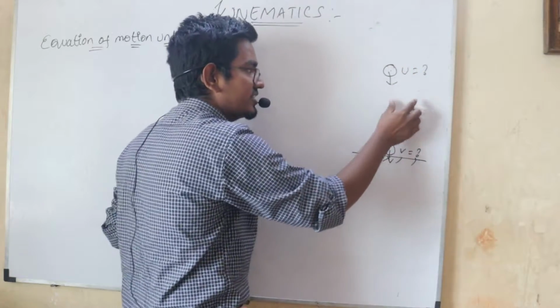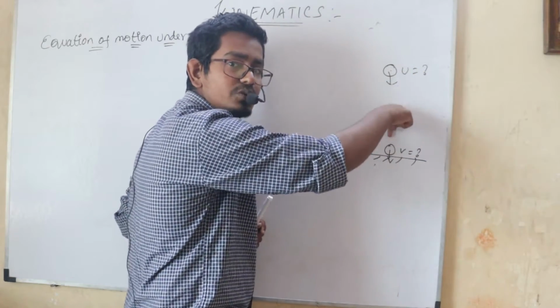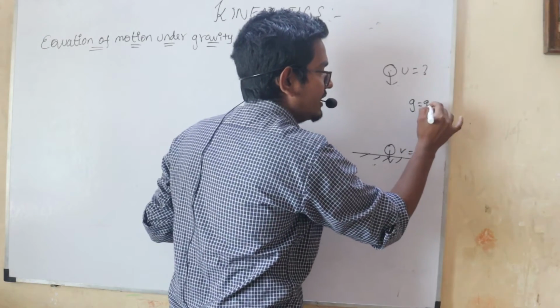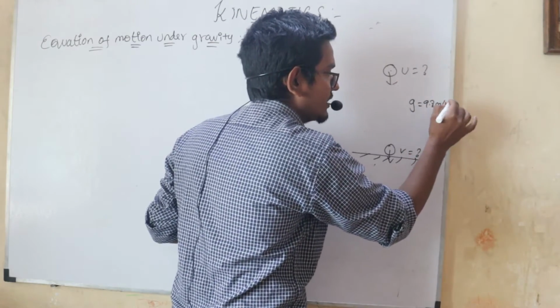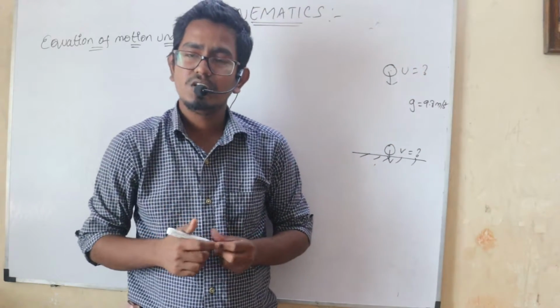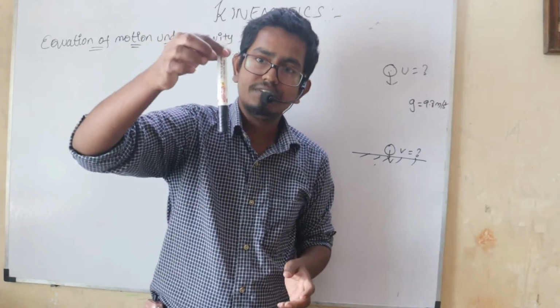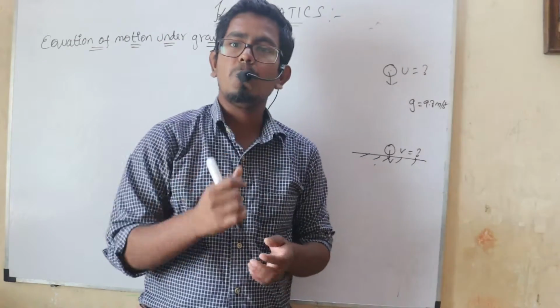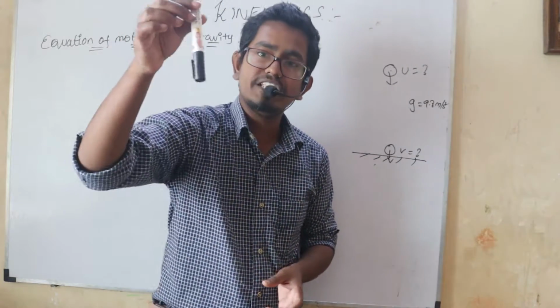And what is the acceleration here? It is the acceleration due to gravity. That is why we are calling it g, and it is 9.8 meter per second square, and g is constant all over the earth. Right? Whenever I am going to leave this marker, it goes down. Why does it happen so? Because the gravity is pulling down.